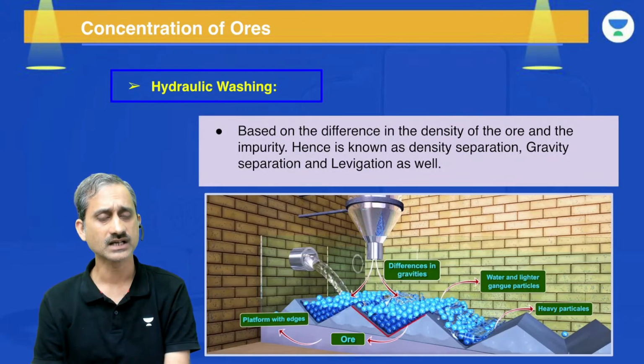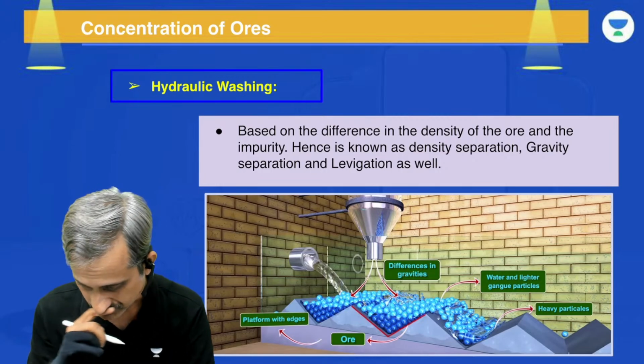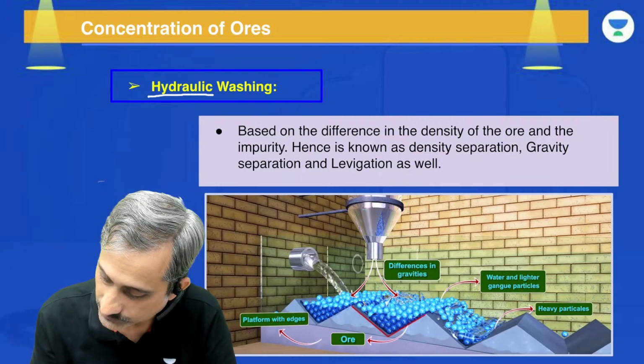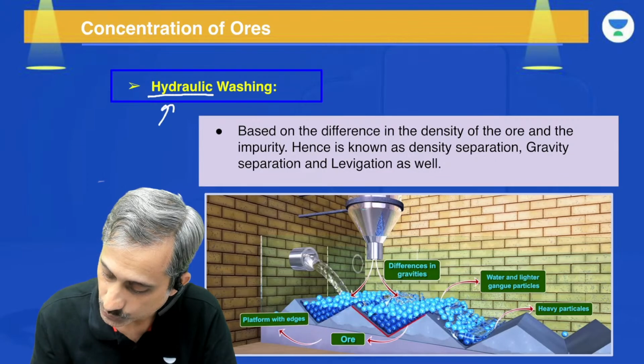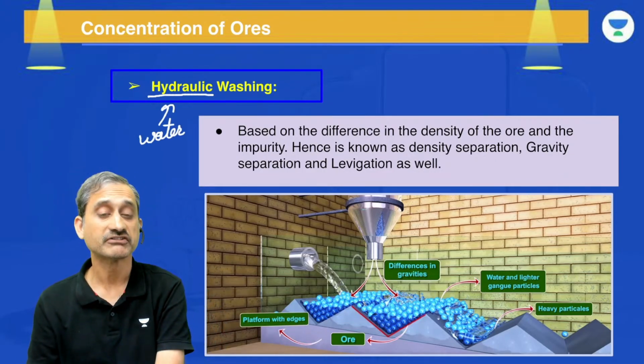Now the very first concentration method is called hydraulic washing. As the name itself suggests, it has to deal with water. So something to do with water. Clear? It is based on the difference in density.